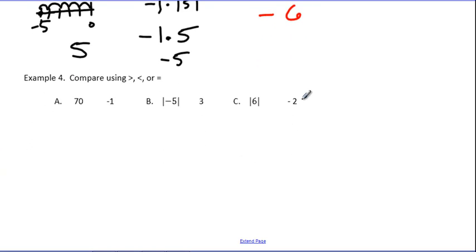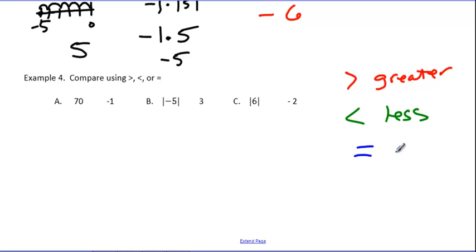So, moving on to example 4. We're asked to compare using greater than. That symbol means greater than. Less than, and that symbol means less than. Or equal to. Alright? So when I look at these two numbers, obviously 70 is greater than negative 1. Alright, so we put our red symbol in there for greater than.